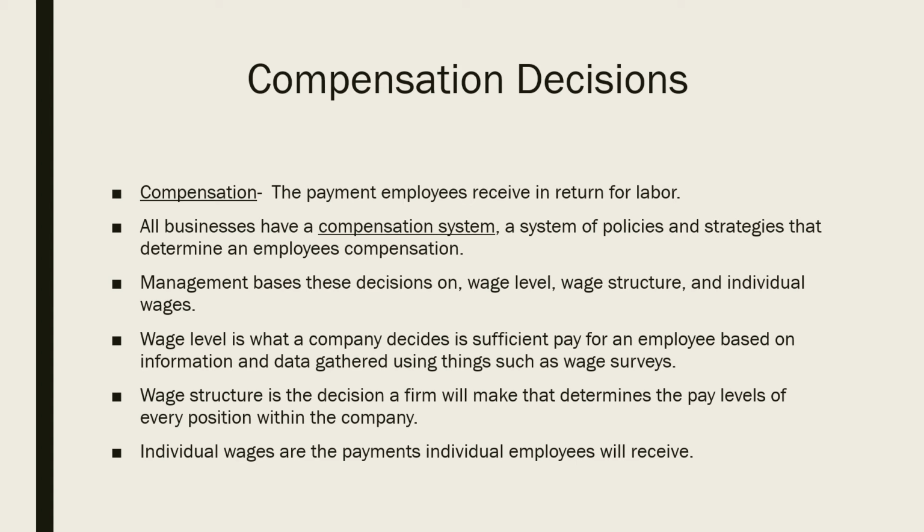Wage level is what the company decides is sufficient pay for an employee, based on information and data gathering using things such as wage surveys. Wage structure is the decision a firm will make that determines the pay level of every position within the company. Individual wages are payments individual employees receive.